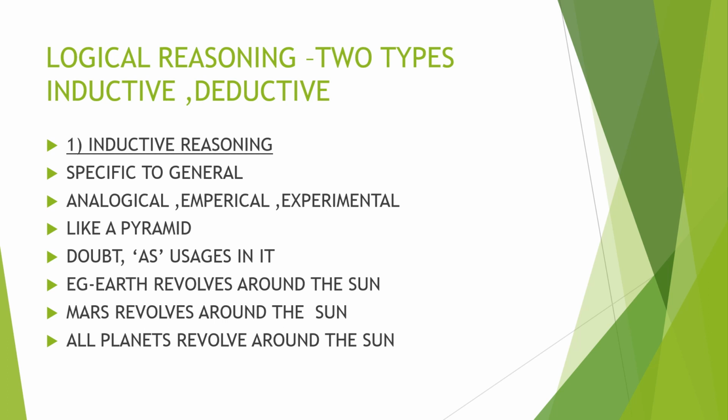Example: earth revolves around the sun. They have given one example, earth revolves around the sun, and Mars revolves around the sun. Both are planets revolving around the sun. From that we reach the conclusion that all planets revolve around the sun. Understood? Like that we are reaching a point. This is the kind of inductive reasoning.